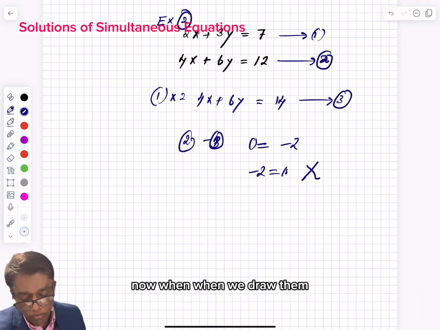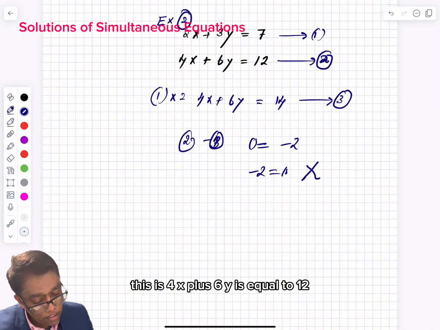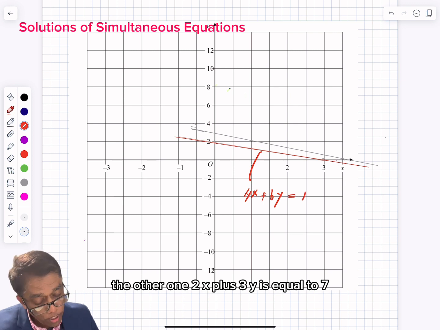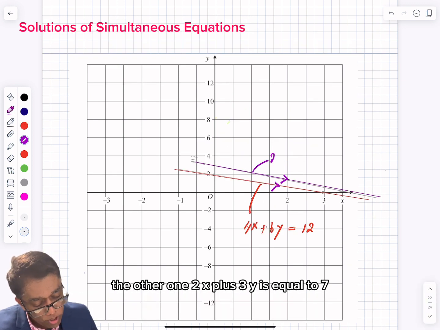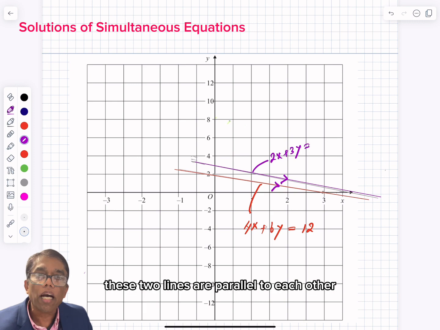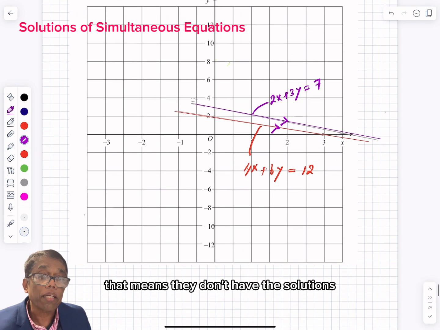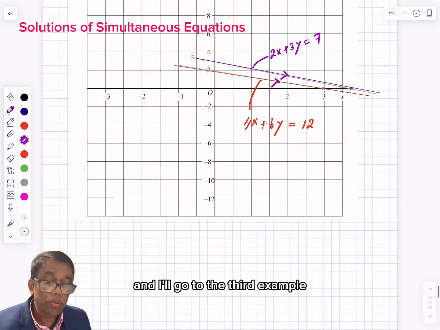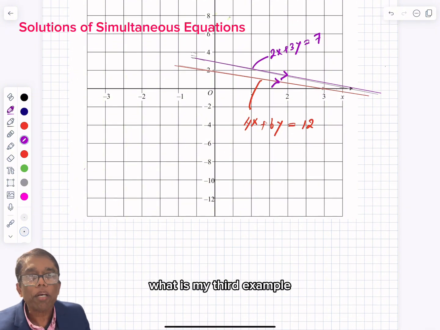Now, when we draw them, this is 4x plus 6y is equal to 12. The other one, 2x plus 3y is equal to 7. These two lines are parallel to each other. That means they don't have solutions. Then I'll go to the third example.